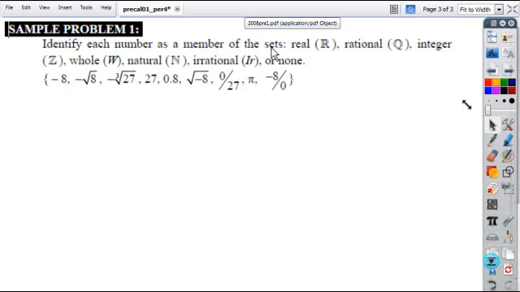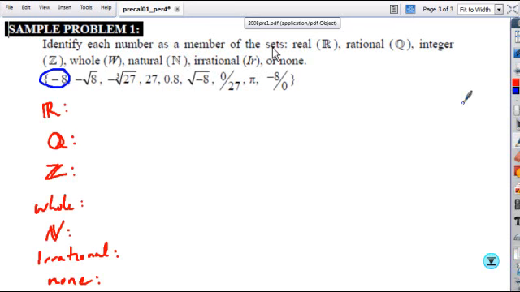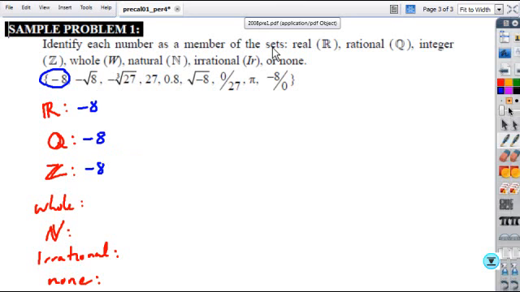Negative 8. Okay. What would be the most specific classification that we could place negative 8 into? Negative 8 is an integer. So if we place it at integer, that means it also has to be everything that it's enclosed in. It's also rational, it's also real. So negative 8 is going to fit into those three. Okay, let's go to the next term.